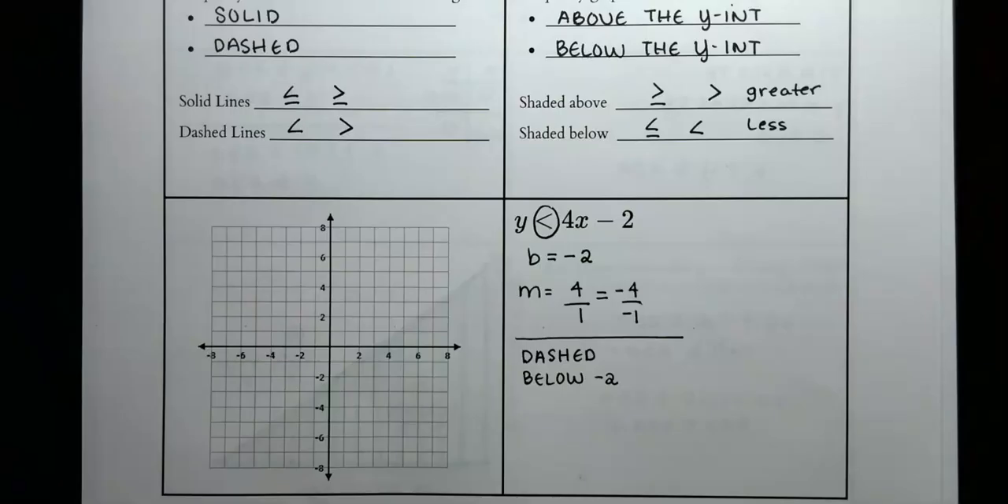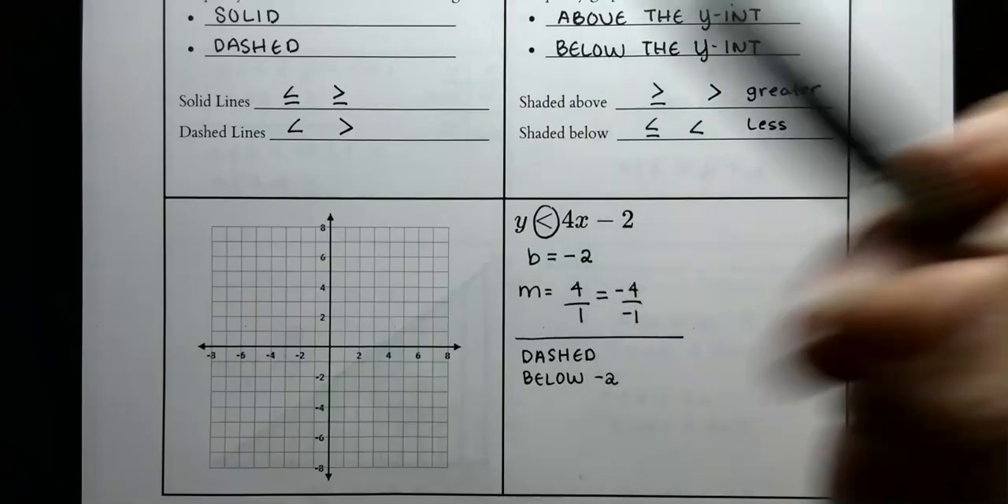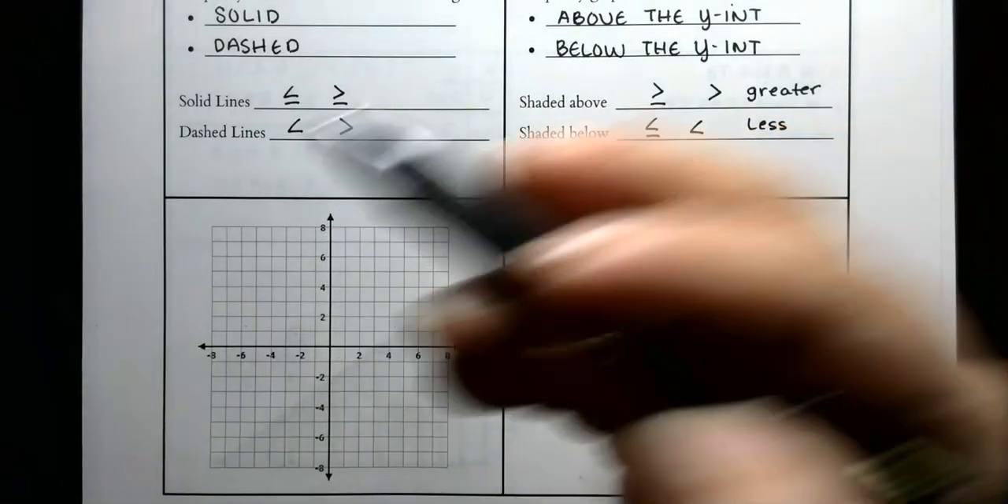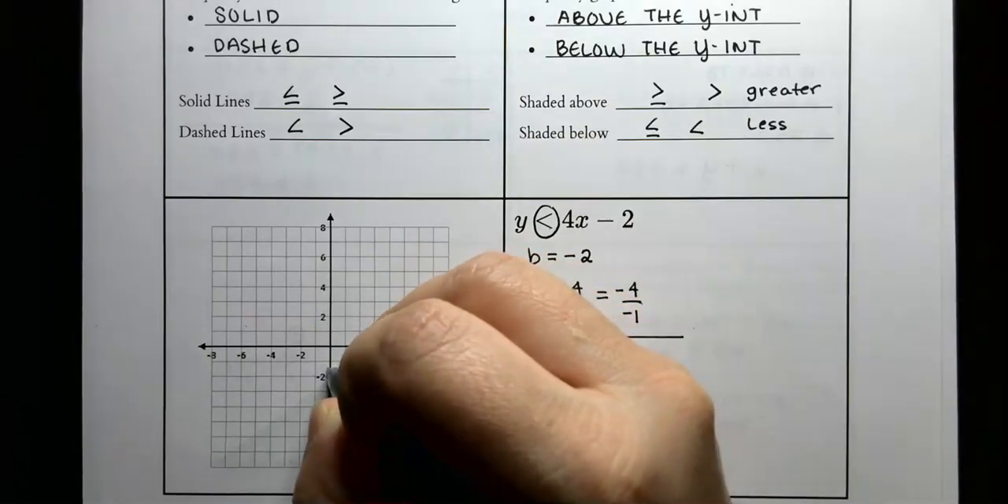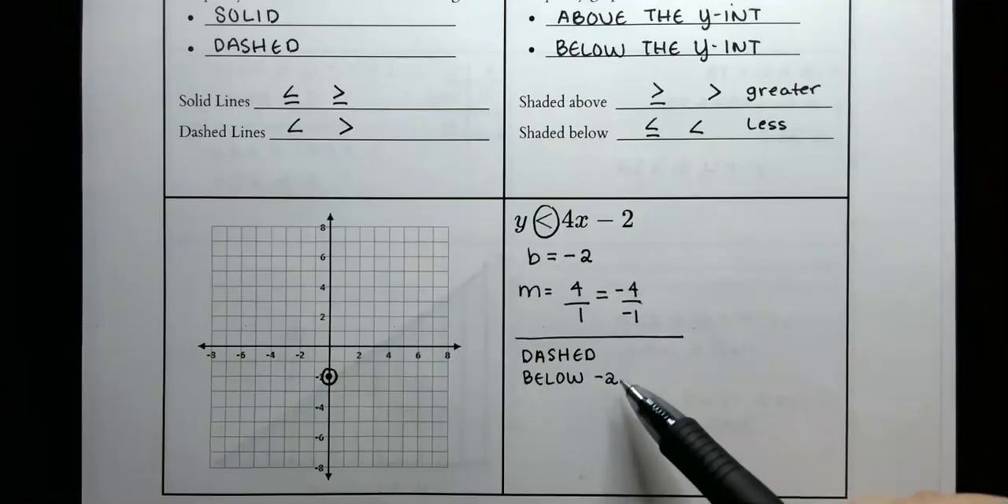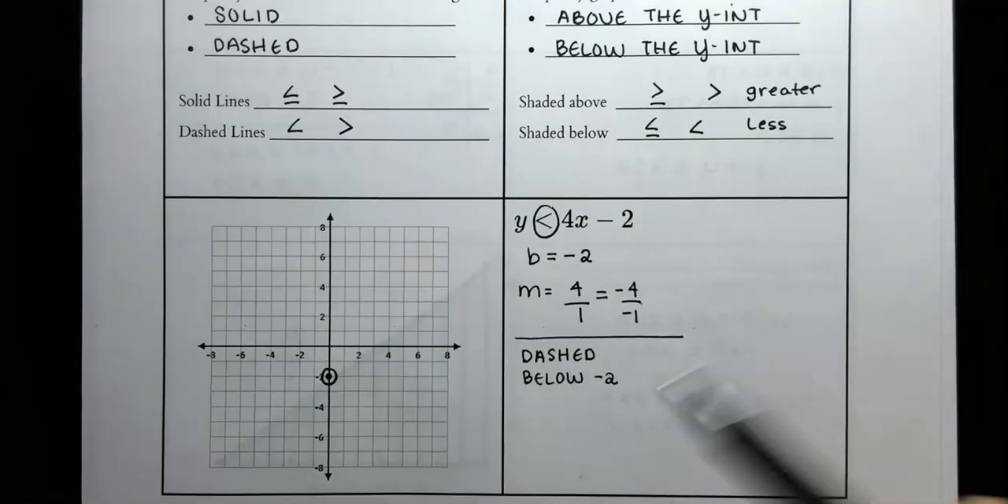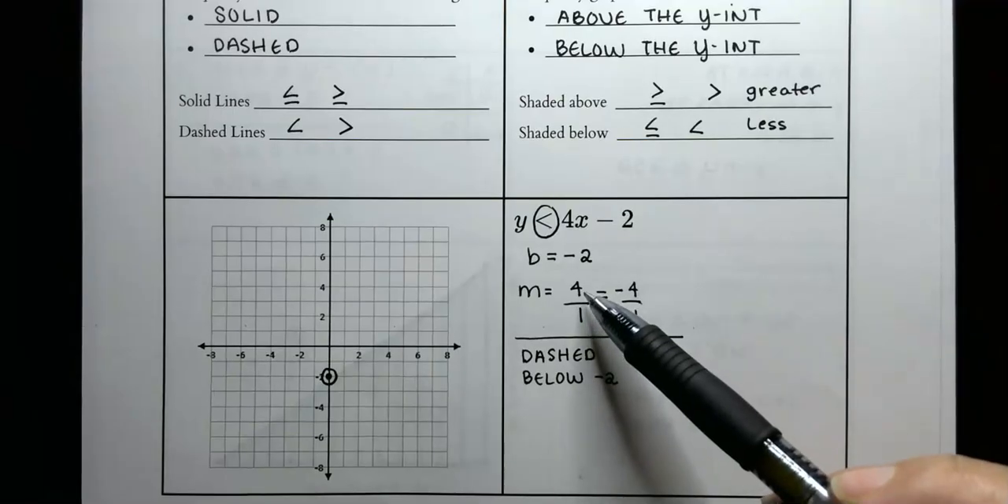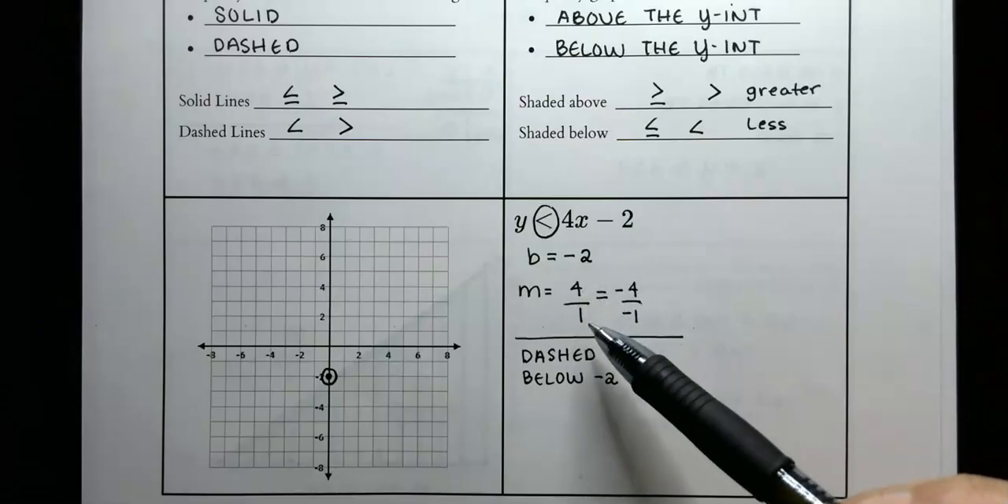All right, so let's go ahead and graph this out. Our starting point is -2, so go to the y-axis, find -2. And remember that I always like to put another circle around our y-intercept because this is what we're going to reference when we determine are we shading above or below.